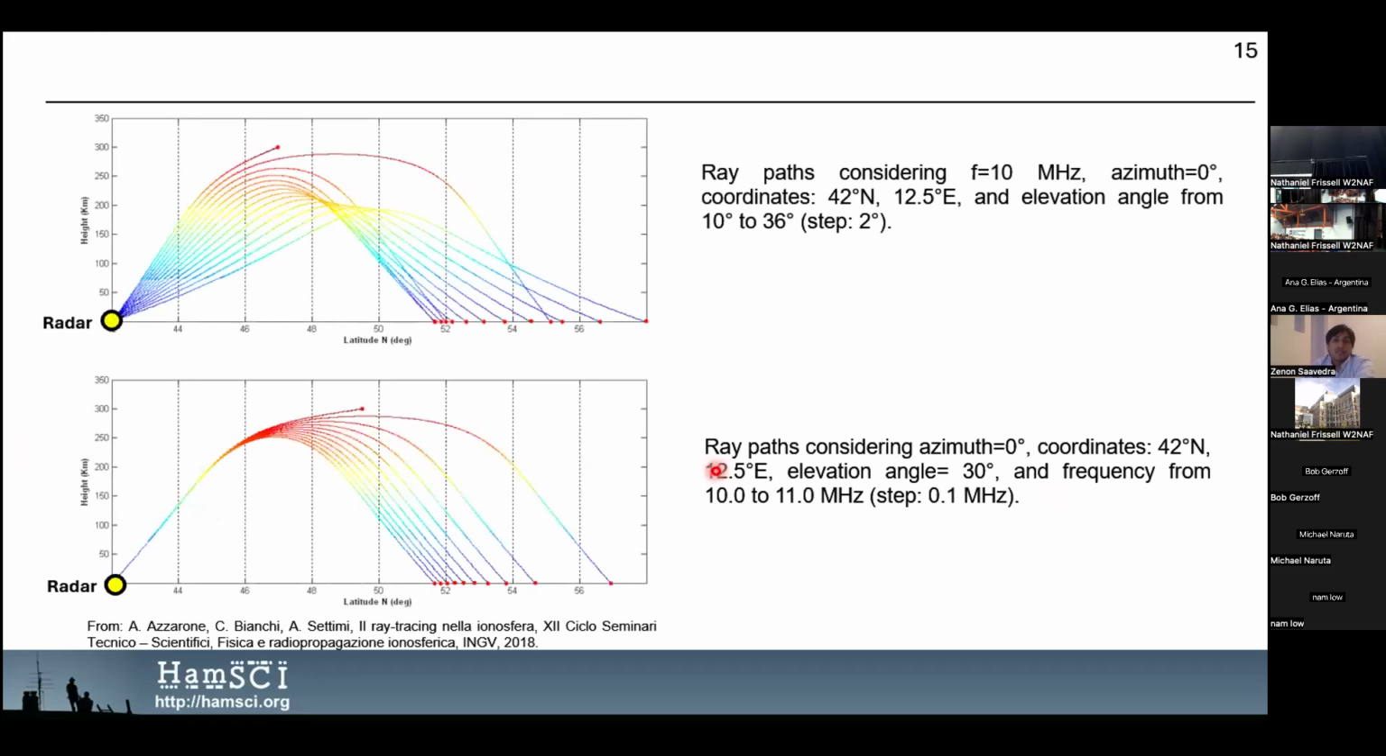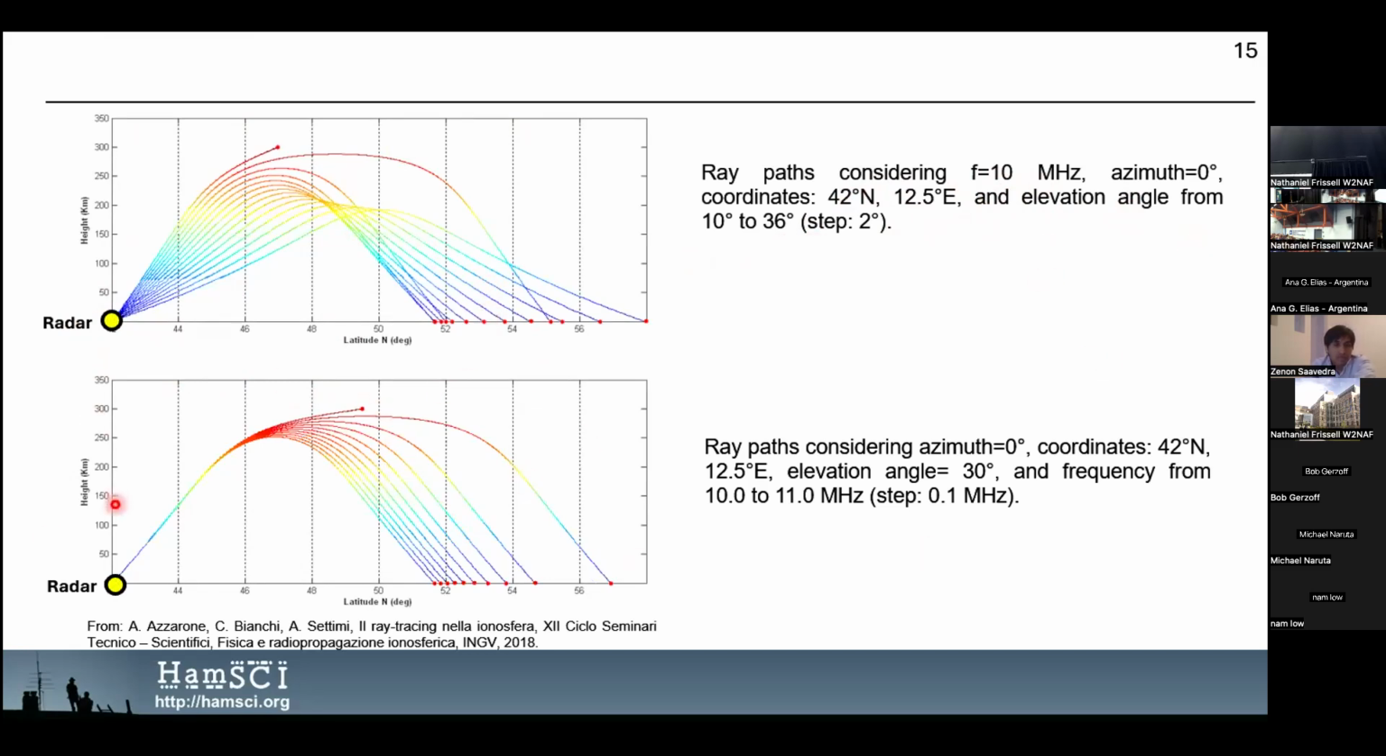The other analysis consists of locating the radar, where the position of the radar is fixed. We analyze how the ray path and range vary with the signal frequency and the elevation angle, while keeping other parameters constant. In this picture, the carrier frequency is constant, equal to 10 megahertz, while the elevation angle can vary from 10 to 36 degrees.